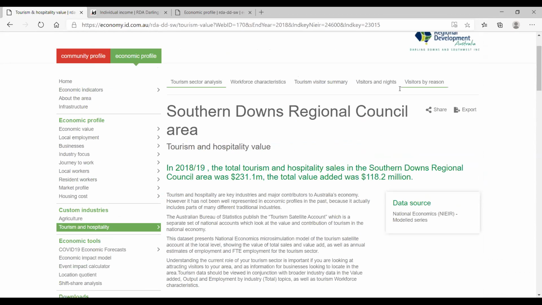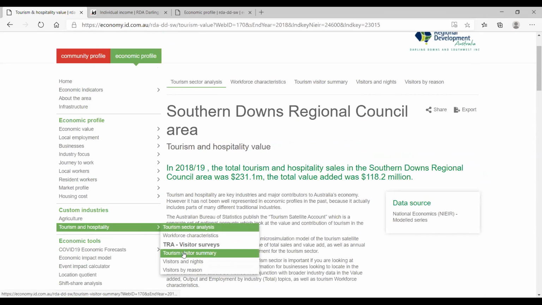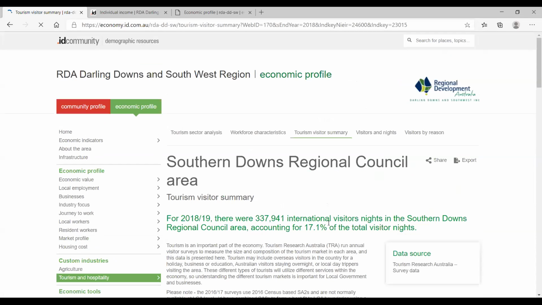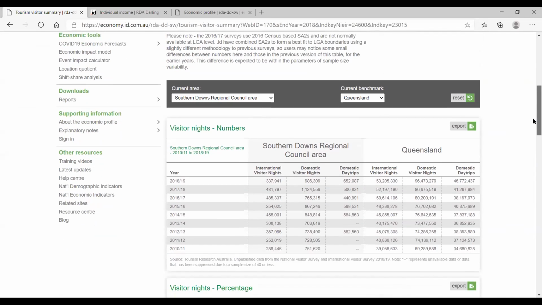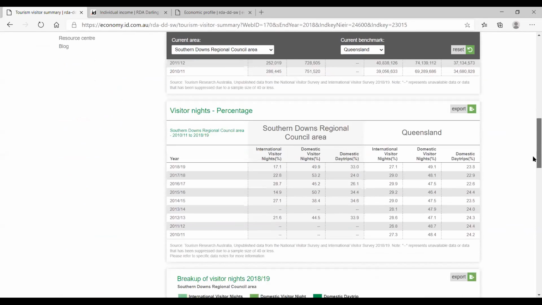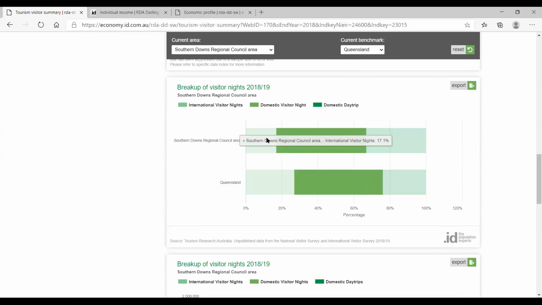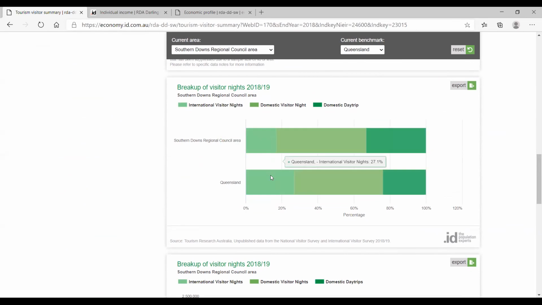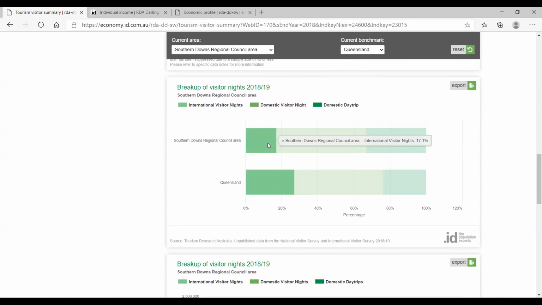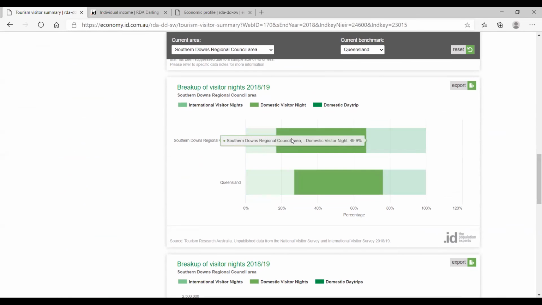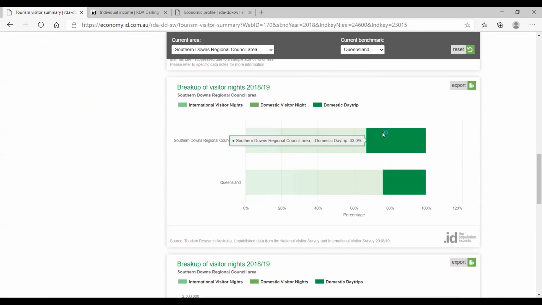And then one of the things we can do is look at our tourism visitor summary. So that's our tourism sector analysis. It gives me an idea of how the tourism industry is performing. Now we want to look at our numbers. Sometimes I'm just going to go straight down. So here's our exposure in terms of international visitor nights. When you compare that to Queensland, it's a lot less. Our domestic visitor nights is what drives a lot of our tourism economy. And then we've got these domestic day trippers that are important as well.